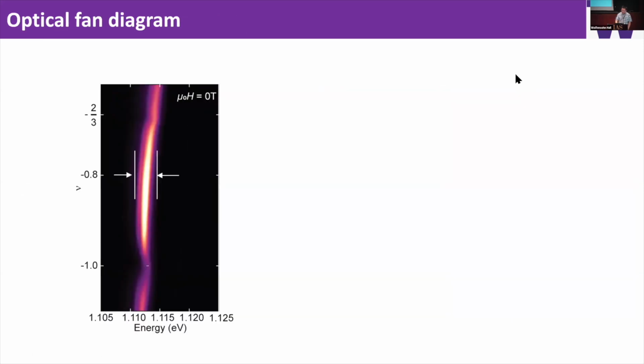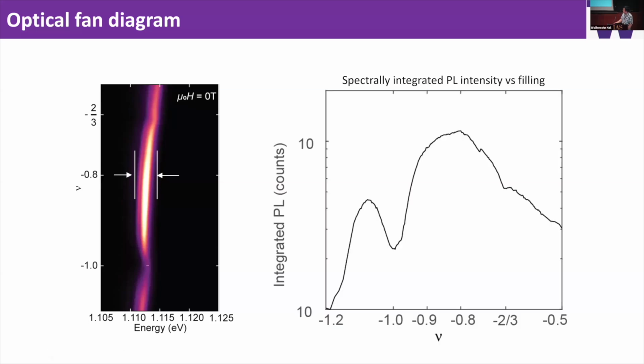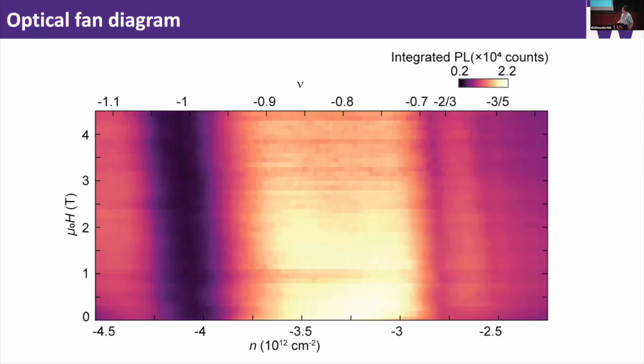To quantify this dispersion, what we do is spectrally integrate these PL spectra. In this case, this is my integration window, for example. Once I do this spectral integration at each filling factor, I plot the PL intensity as a function of filling factor, as I show you here, at zero magnetic field. You see there are two pronounced dips. One is here, the other one is on this side. This one corresponds to filling factor -1. The other corresponds to filling factor -2/3. Next, I measure this integrated PL intensity curve as a function of magnetic field.